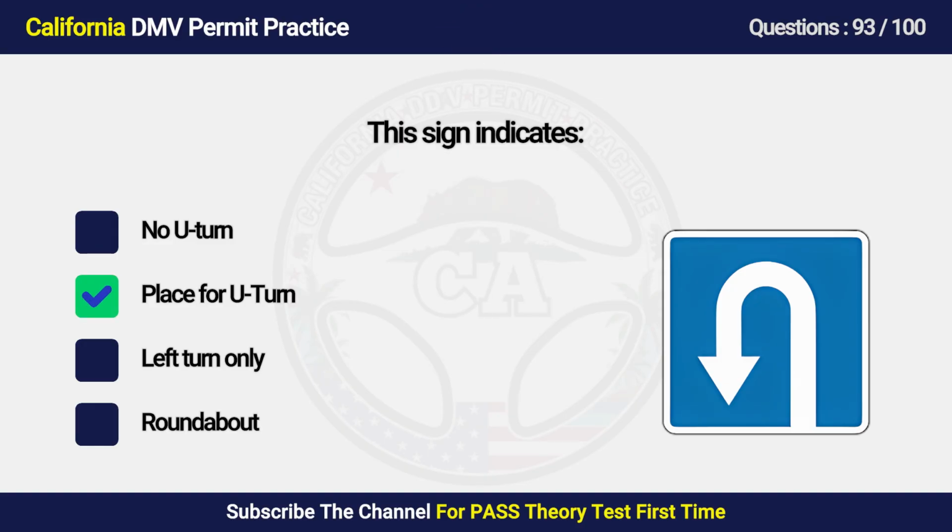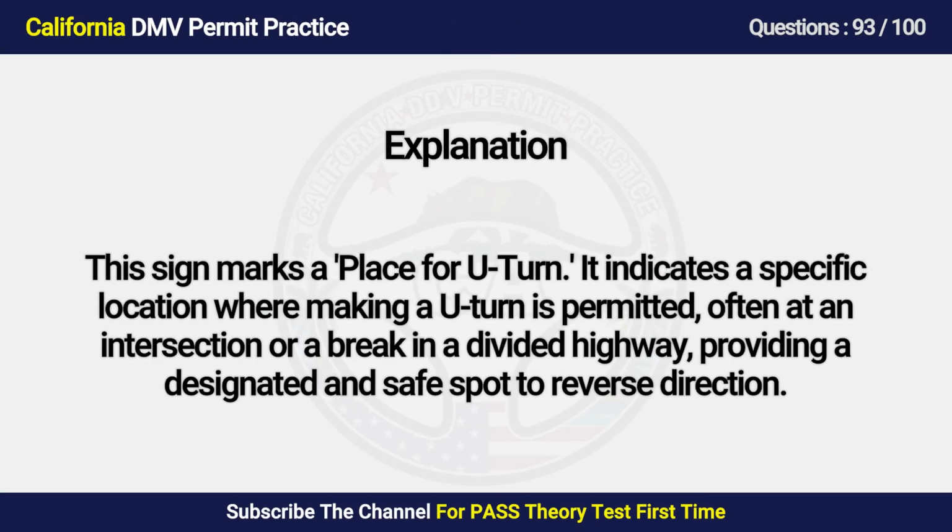Answers is B. Place for U-turn. This sign marks a place for U-turn. It indicates a specific location where making a U-turn is permitted, often at an intersection or a break in a divided highway, providing a legal and safe spot to reverse direction.